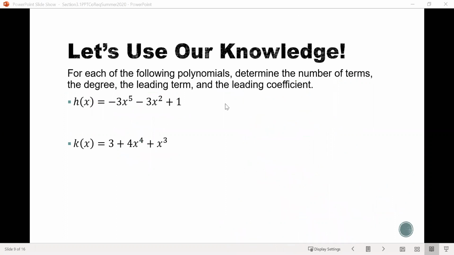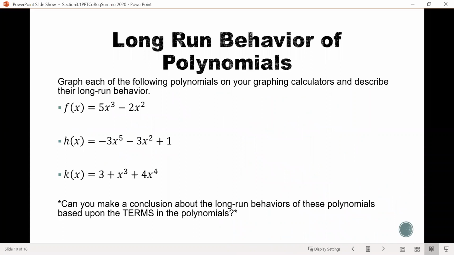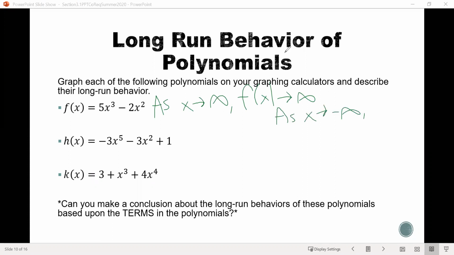All right, let's now talk about long-run behavior of polynomials. Here we've been given 3, and we're asked to graph them on our calculators and describe their long-run behavior. If we were in class together, we would do this, so I'll just tell us what we would get for each of those. For the first one, as x goes towards positive infinity, f of x also goes towards positive infinity. And as x goes towards negative infinity, we would get f of x going towards negative infinity.